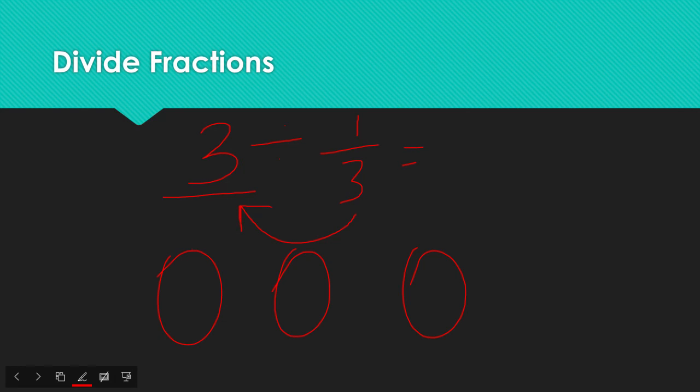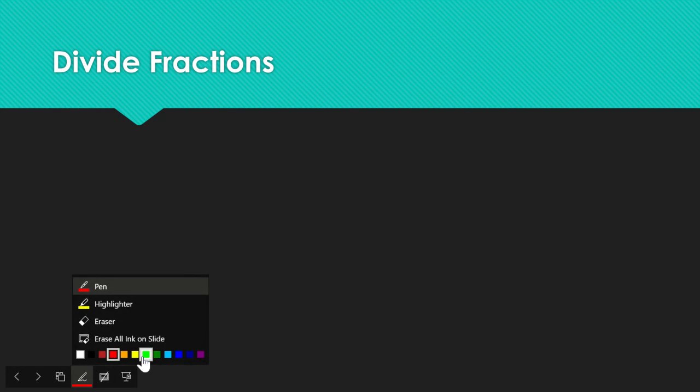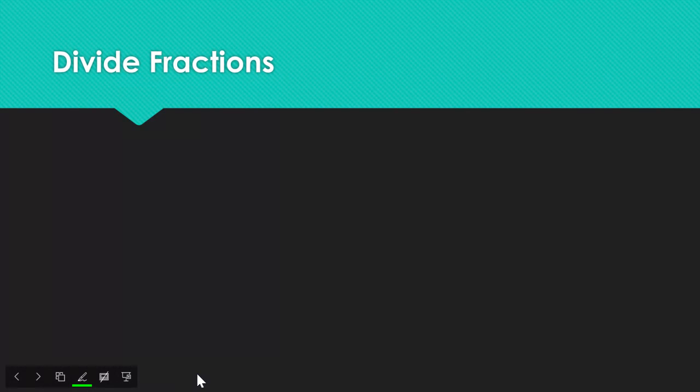I only know that if I take each whole and I divide it into thirds. Then you can simply count how many. 1, 2, 3, 4, 5, 6, 7, 8, 9. How many groups of a third are in 3? 9. That's how you divide a whole number by a fraction. But it's a little bit different if you're dividing a fraction by a whole number. And that looks like this.